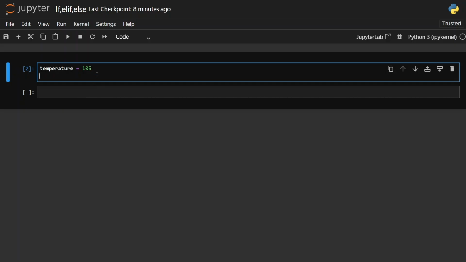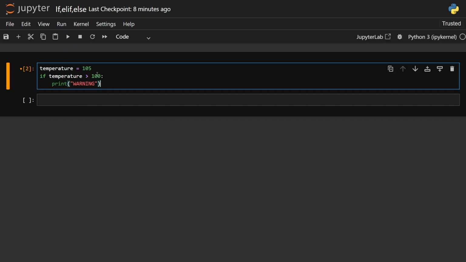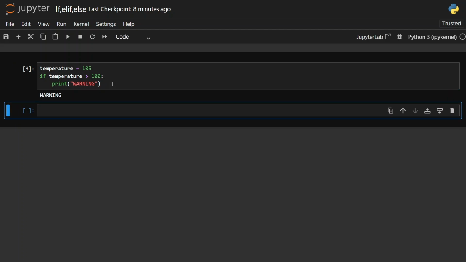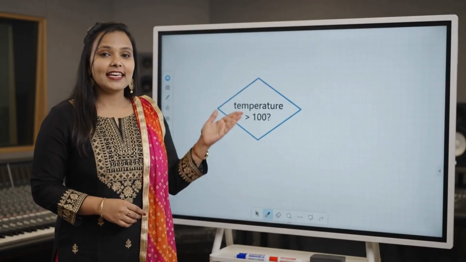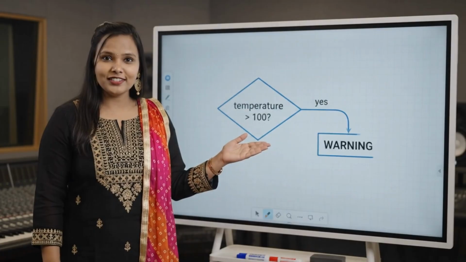If, then a condition, temperature greater than 100, then a colon. If that condition is true, the indented line underneath runs. Temperature is 105, which is greater than 100, so we see warning printed. This is an if statement. Python checks, is temperature greater than 100?